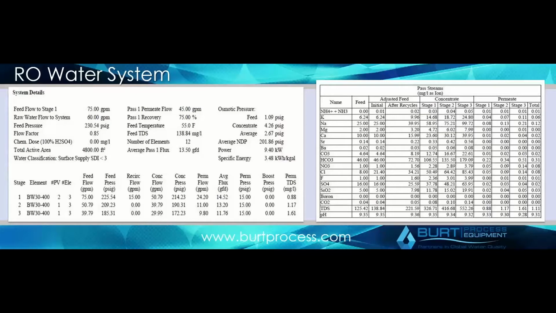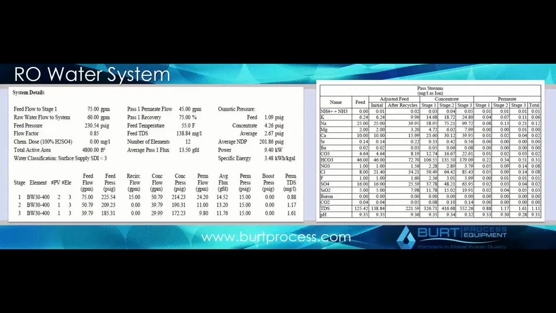We do have one more question here, which kind of talks about two-pass ROs. What a two-pass RO is, you're basically putting two sets of RO array membranes in series, and you're sending the reject of them essentially back to each other. Two-pass ROs for pharmaceuticals are not inherently required.